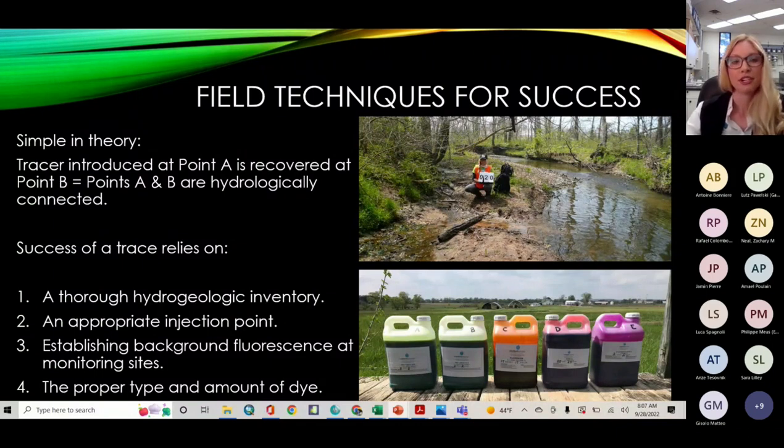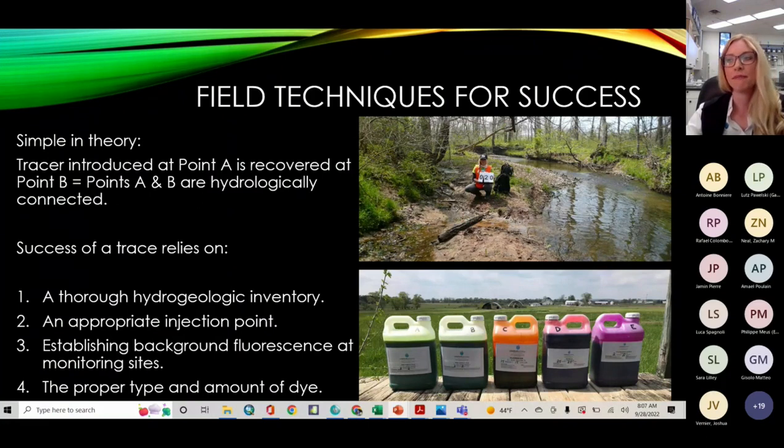Next, you're going to want to establish background fluorescence at your monitoring sites. So presence of background doesn't necessarily exclude a given dye from use in a trace, but we would want to adjust the dosing accordingly so that we can overcome the background.